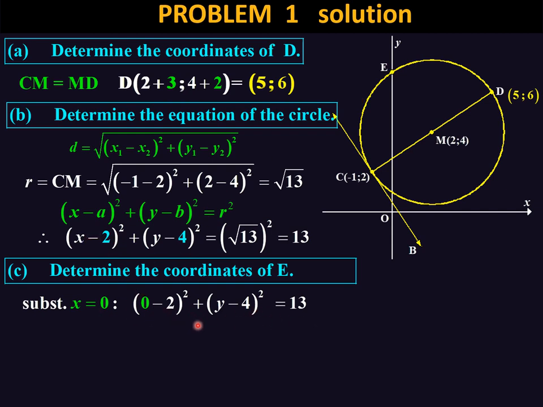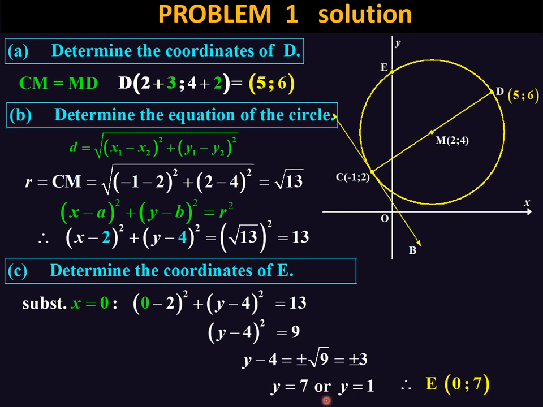And I just do a little bit of numerical calculation. That's 4. Transpose it, that becomes a 9. Then y minus 4 will be equal to plus or minus square root of 9, which is plus or minus 3. There are 2 values. The one value is 3 plus 4 is 7, and negative 3 plus 4 is 1. But I want E. So which one is the E? There is E, so E has to be the 7. So E is 0 and 7. And again, let's insert it in the sketch there. If they wanted the other one down here, that would have been 0 and 1.